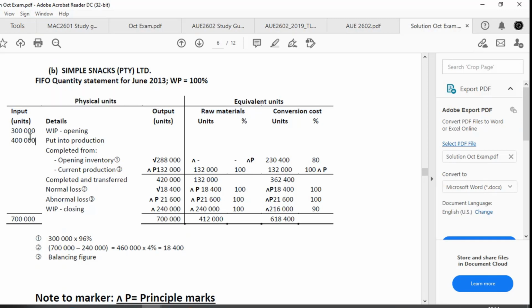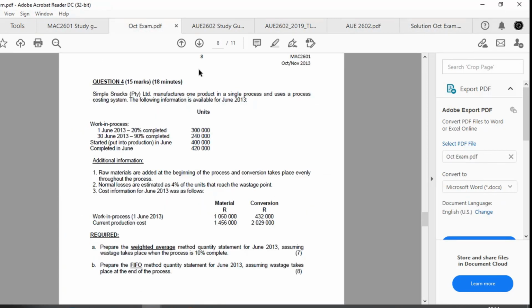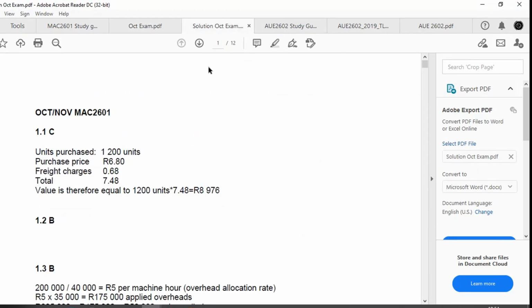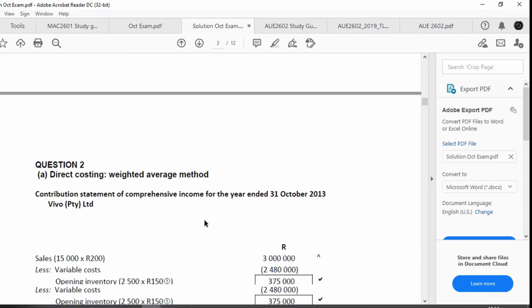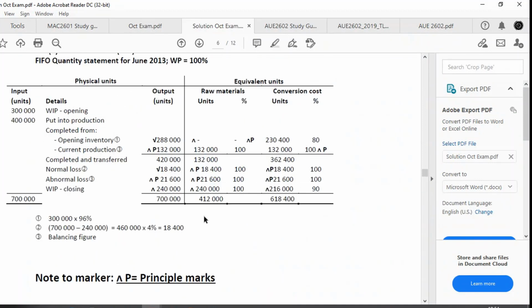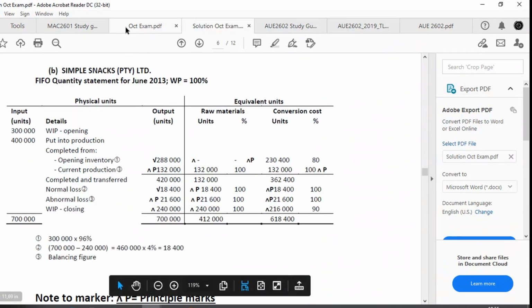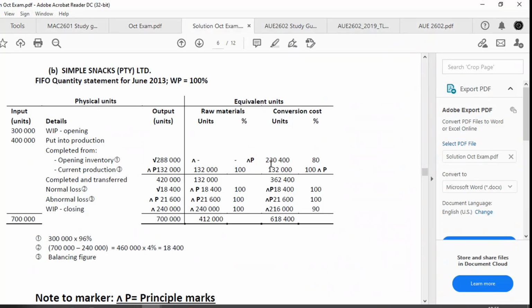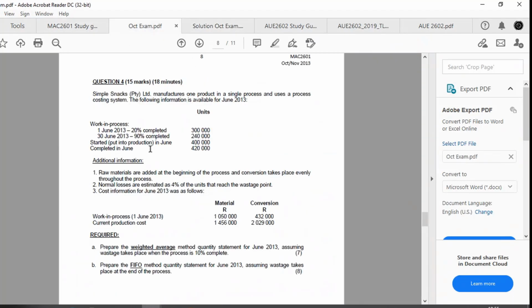Yes, so with the input, we do recognize that they gave us the 300 and they also gave us the 400. So that's fine. And then thereafter, we had to calculate the opening inventory. For the opening inventory, they took the 300 and multiplied it by the 96%. So let's see where that relates to this one. Yeah, it's because of the normal loss.